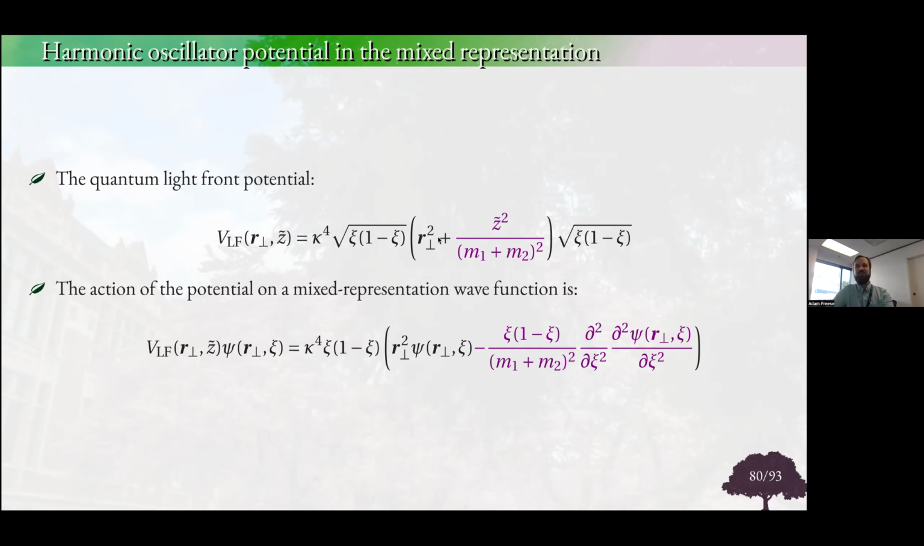Our quantum mechanical operator for the light front potential looks like this. And the action of this potential on a mixed representation wave function... oh, I have a second derivative with respect to xi twice here. One of those should be removed. I'll fix the error in the slides before I share them. But we end up having that the action is pretty simple. You have an r squared times the wave function and a second derivative of the wave function with respect to xi times some stuff that's xi dependent. That's not too bad.